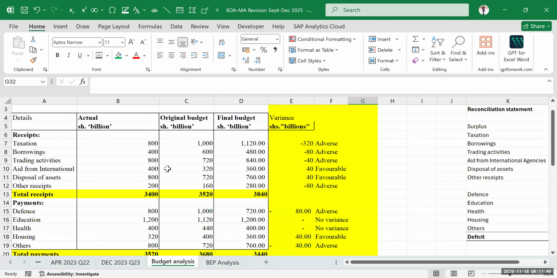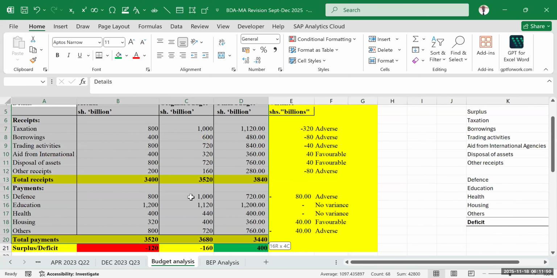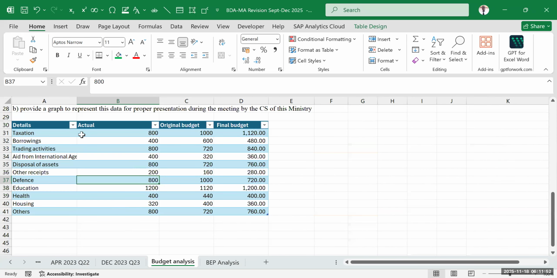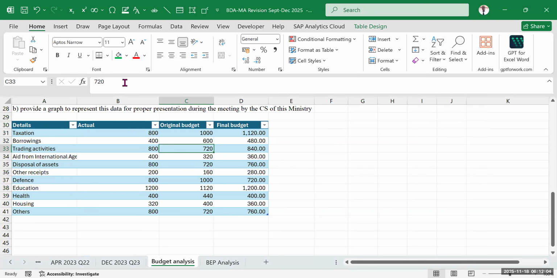You know what I've done here is just to transfer this data. There is nothing much I've done. I've just copied this, brought it here, and inserted a table. And in this table, I don't need any filters, by the way. You see these filters? I do not need them at all.